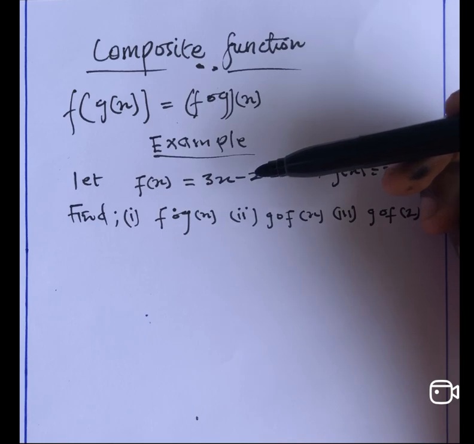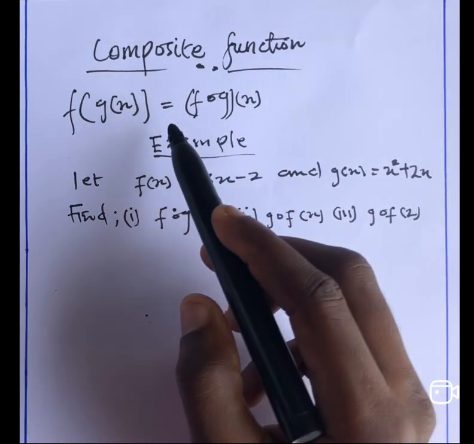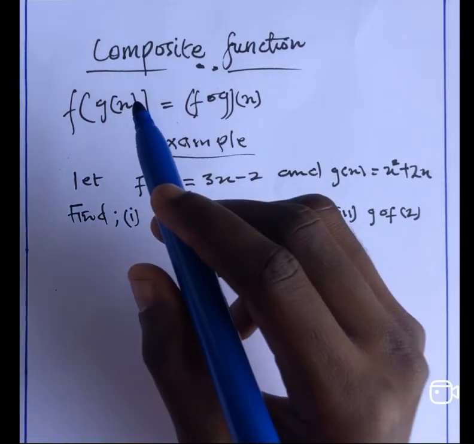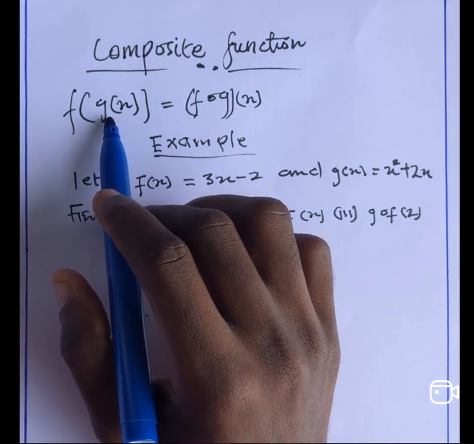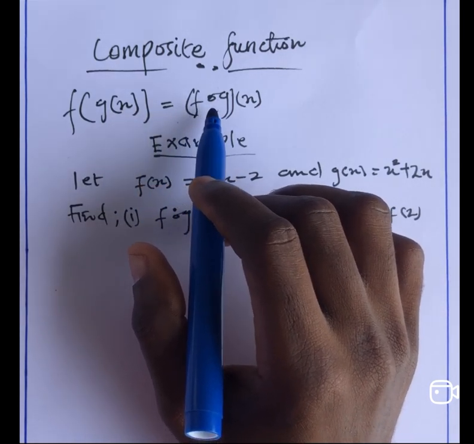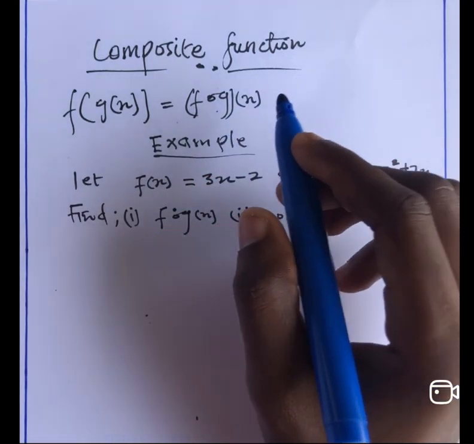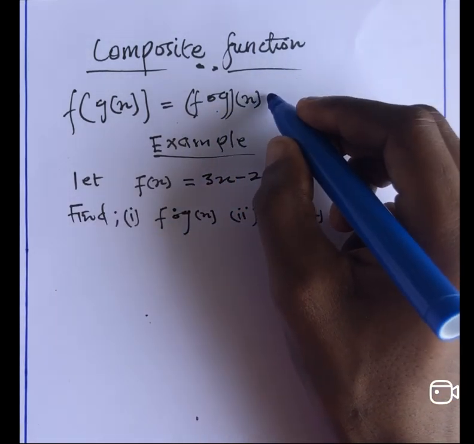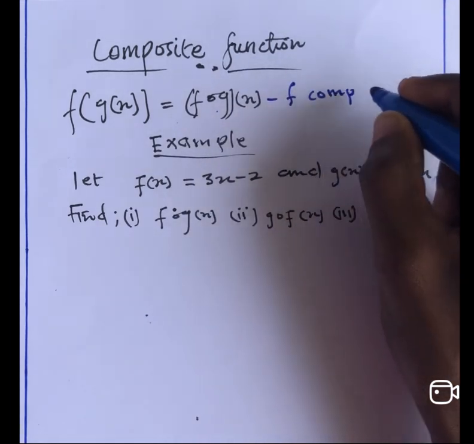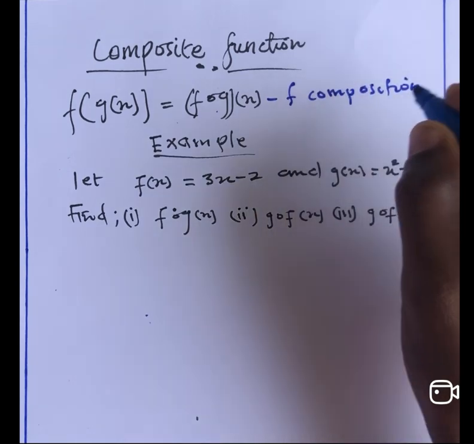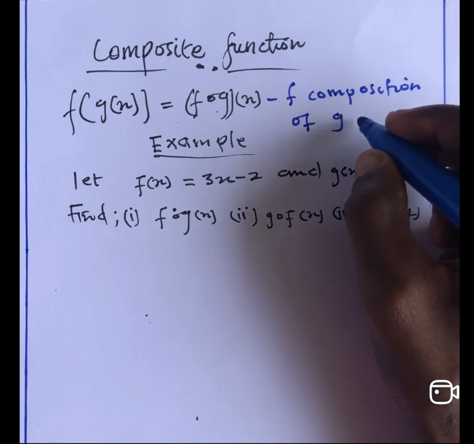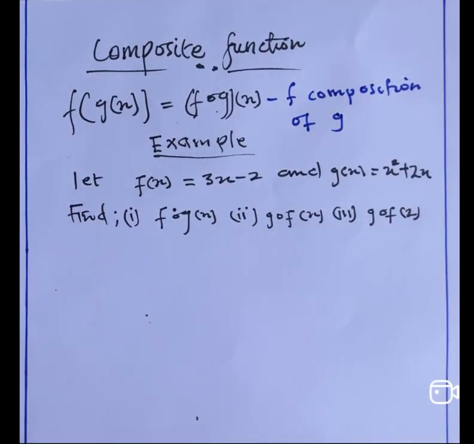Composite function is written in the form f of g of x, which is the same as f composition of g of x. So this thing you see here is read as f composition of g. Is that okay? All right. Now let's look at an example.